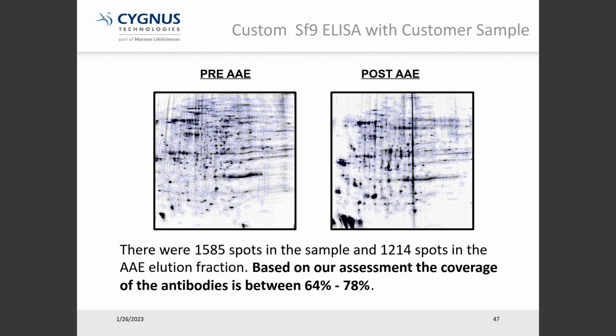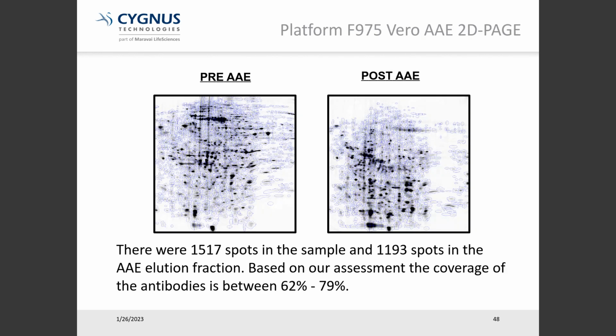Okay, we have another example with SF9. We have about 1,585 spots for pre and about 1,214 post, which puts our coverage assessment, depending on how you do the calculation, somewhere between 64 and 78%. And just another with Vero. With Vero, we have about 1,500 spots in pre and 1,200 post for a coverage of 62 to 79%.